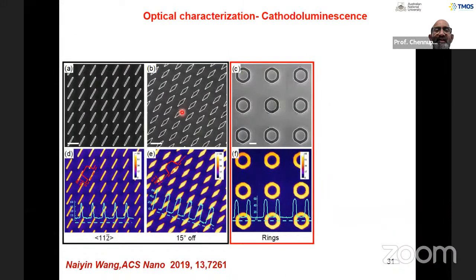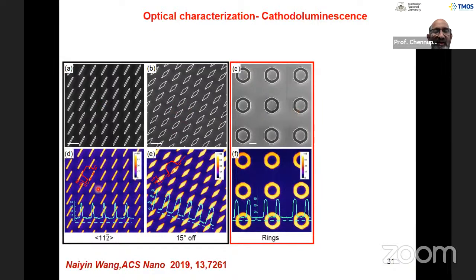So we've looked at the luminescence properties of these ones. In this case, we are using cathodoluminescence. Photoluminescence is where you excite with a laser pulse and look at the light coming out. In the case of cathodoluminescence, we use an electron beam to excite the electron-hole pairs and look at the light coming out in a scanning electron microscope. So you can see the membranes in the top view, and the diamonds and ring-like structures here.